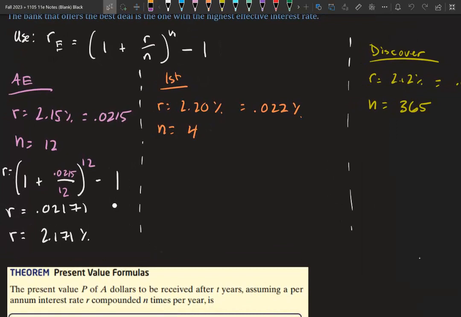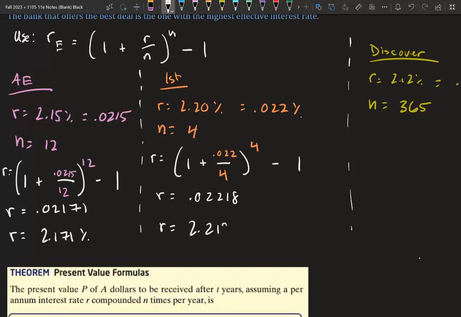Alright, first internet bank. Pretty much same setup, but just different numbers. So we have 1 plus blank over blank, all to the power of blank minus 1. And our first blank, that represents r, so our r is 0.022. And our second blank, that's n, that represents 4. And our exponent, we have 4. When you plug that into your calculator, you should get about 0.02218, which we know is going to be 2.218%.